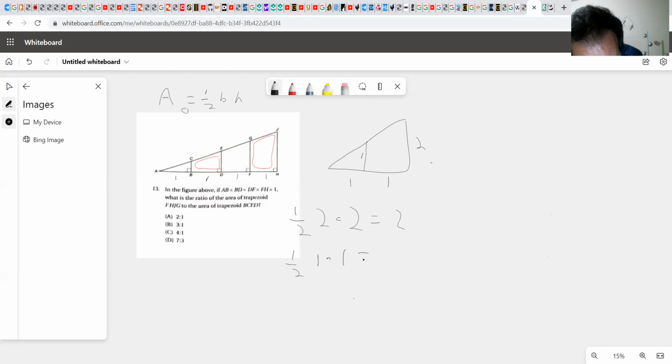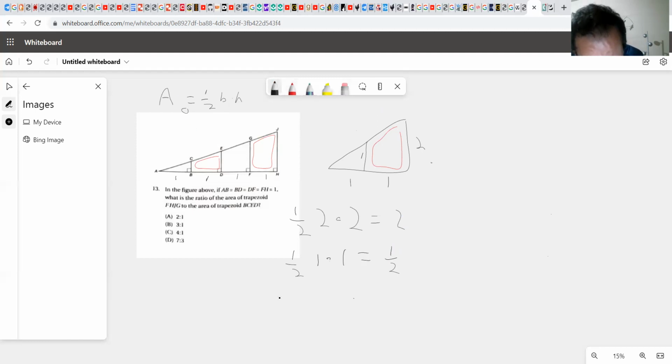And when you multiply this all out, it's 1/2 times 1 is a half, and a half times 1 is a half, so it's a half, right? So if you wanted to find the area of the trapezoid part, this part here, you could subtract 2 minus a half, right?